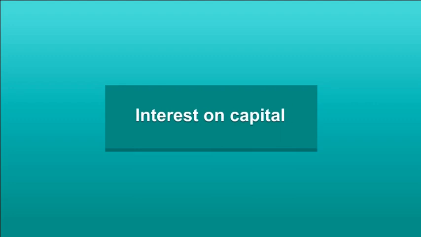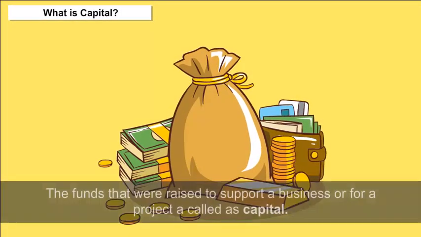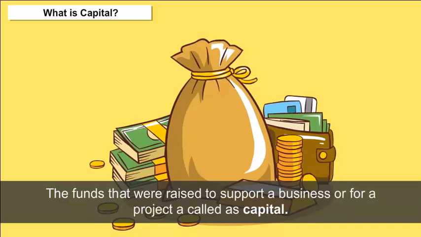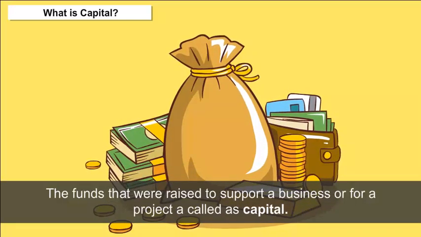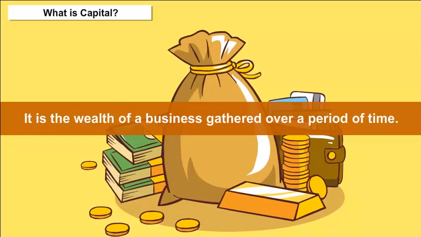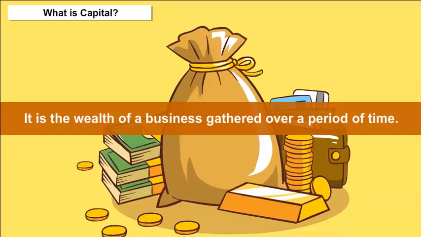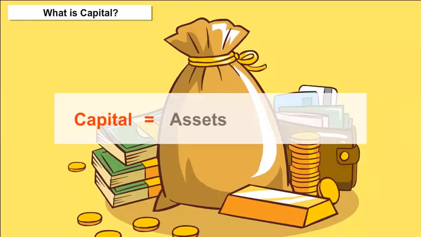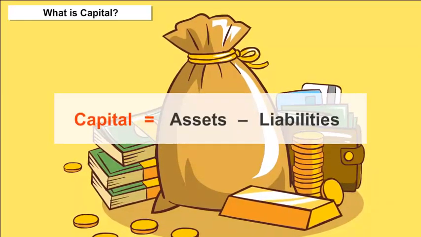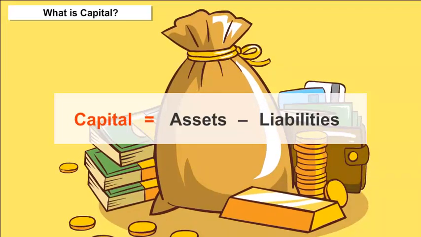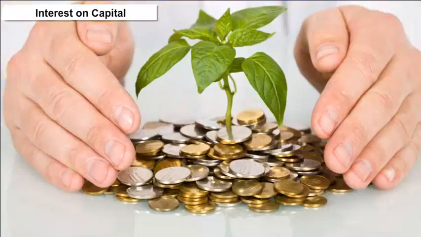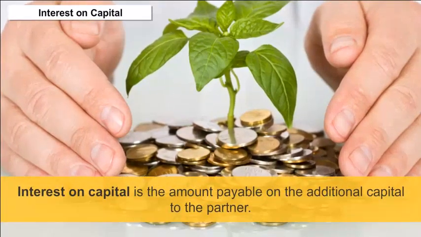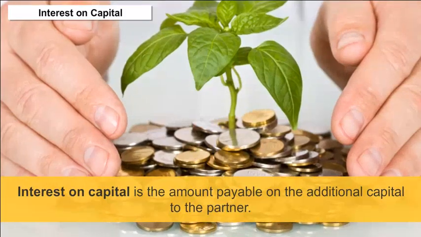Interest on capital. What is capital? The funds that were raised to support a business or for a project are called capital. It is the wealth of a business gathered over a period of time. It is calculated as capital is equal to assets minus liabilities. Capital can also mean ownership in a firm. Interest on capital is the amount payable on the additional capital to the partner.